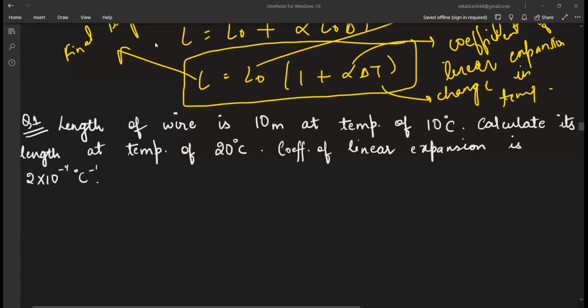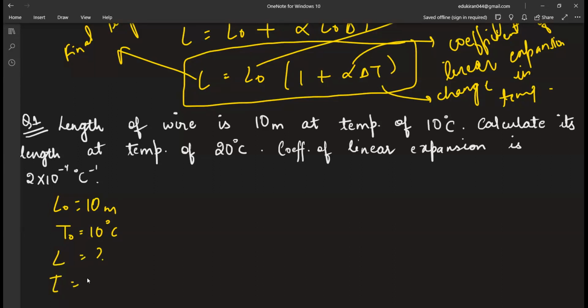The question says the length of the wire at temperature 10 degrees is given as 10 meters. You have to find its length at 20 degrees Celsius. The coefficient of linear expansion is given. Initial length is 10 meters at the initial temperature of 10 degrees Celsius. Final length we don't know. Final temperature is given as 20 degrees Celsius.